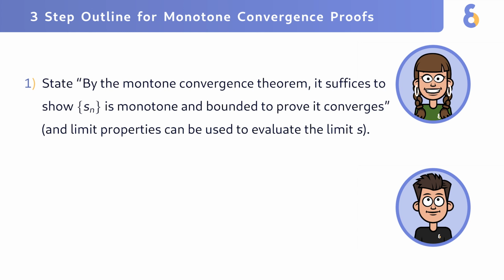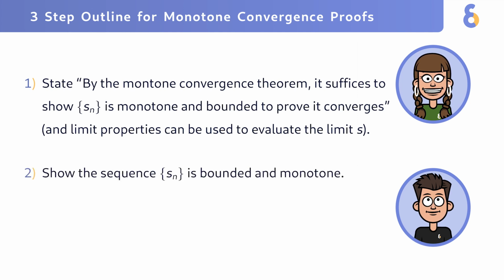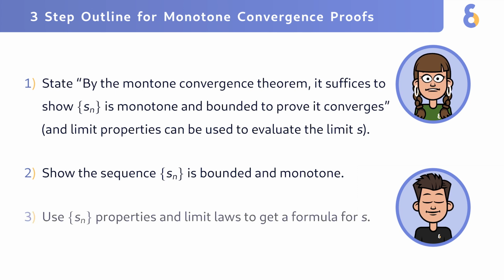If your proof will also include showing the sequence converges to a particular limit, then we can add something like the part in parentheses to say how we'll get to the limit s. Next, we show the sequence is both bounded and monotone. From this, we can deduce that the sequence converges. In the final step, we can use properties of limits to derive a formula for s.